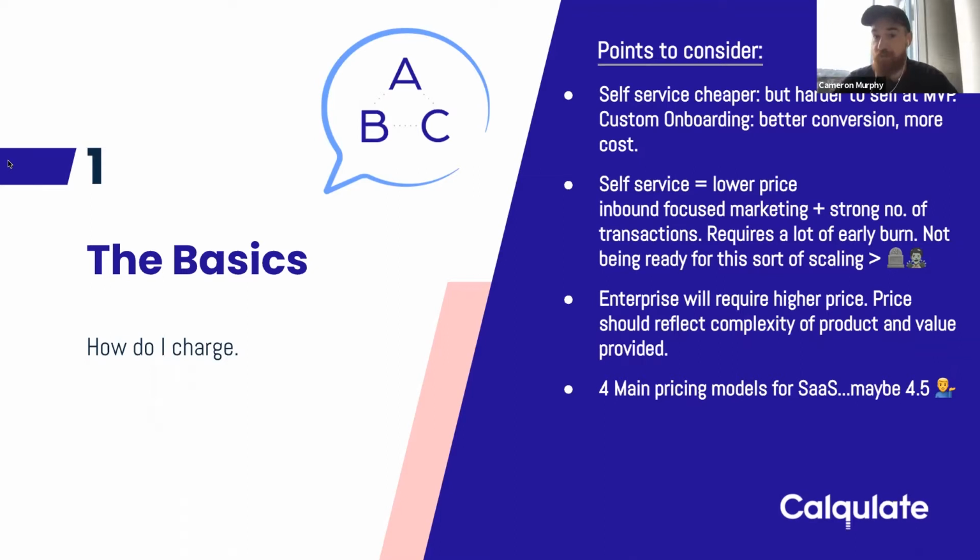For example, self-service is usually cheaper. So what you charge the end user is usually less, but it's harder to sell when you have a minimum viable product. Self-service, you charge less because the customer is meant to take the responsibility of getting themselves into the system.